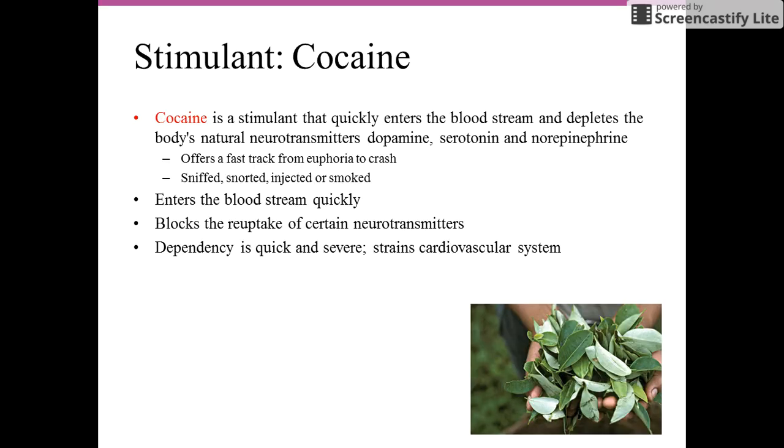Cocaine is another stimulant. It quickly enters your bloodstream and depletes the body's natural neurotransmitters dopamine, serotonin, and norepinephrine. It's often a fast track to euphoria and then a quick crash as well. It can be sniffed, snorted, injected, and smoked. It often blocks a lot of neural activity, and dependency is quick and severe, and it strains your cardiovascular system.